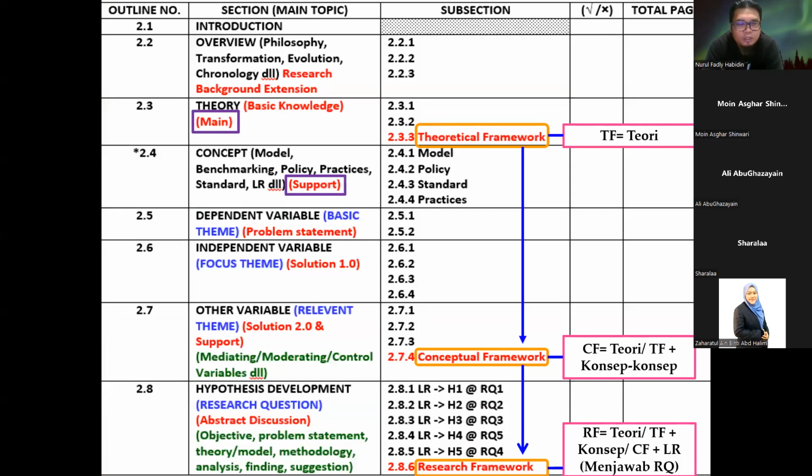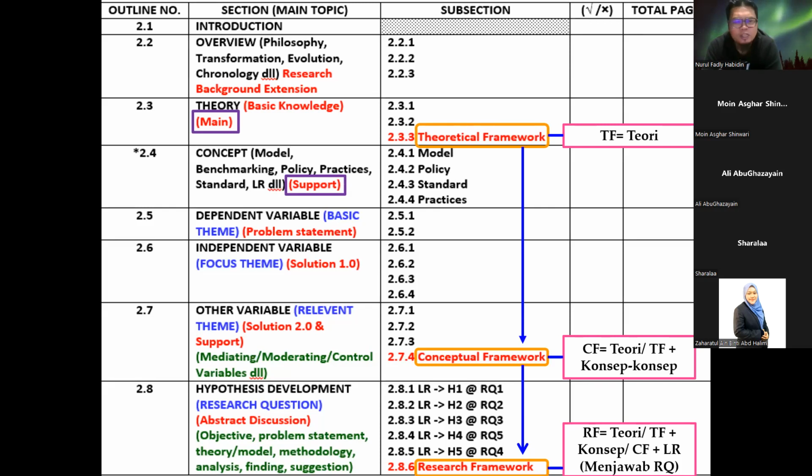You can see that 2.1 is an introduction. Very basic. All the chapters have 1.1 introduction, 2.1 introduction, 3.1 introduction. This becomes the format. All the chapters we need to start with the introduction. This we call the introduction chapters. Okay, we start with 2.2.